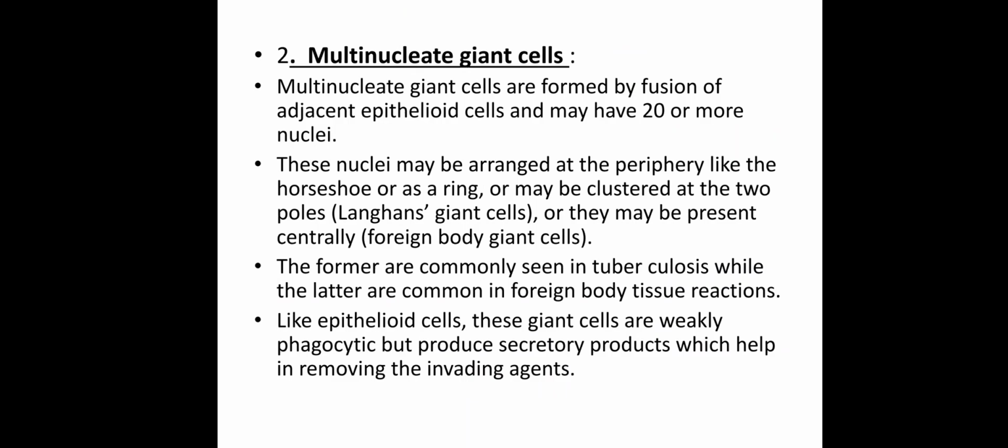Coming to the multinuclear giant cells, these are formed by fusion of adjacent epithelioid cells and may have 20 or more nuclei. They may be arranged at the periphery like a horse shoe or as a ring, as in Langhans giant cells, or they may be present centrally, as in foreign body giant cells. The former are commonly seen in tuberculosis, while the latter are common in foreign body tissue reactions. Like epithelioid cells, these giant cells are weakly phagocytic but produce secretory products which help in removing the invading agents.